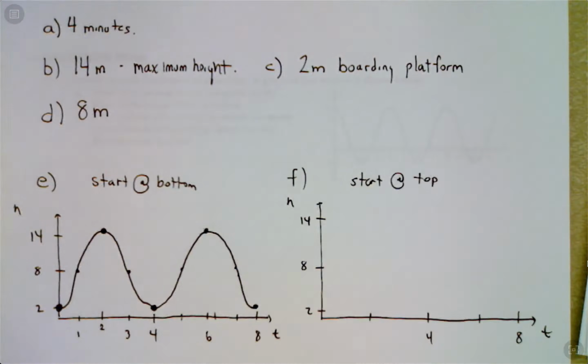And there we have our graph if we're starting at the bottom. Now what happens if we're starting at the top? Well, it's the exact same thing, it's just flipped upside down. So we could take this and just turn it upside down, or we can actually do it.